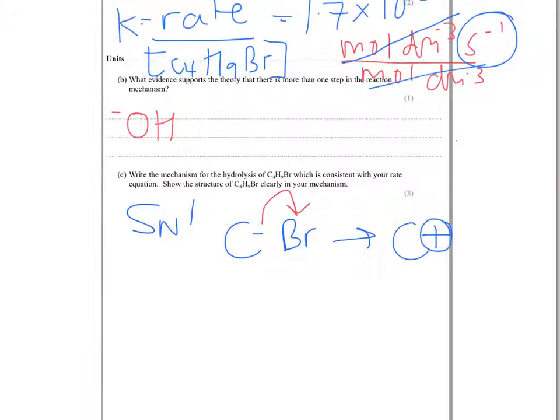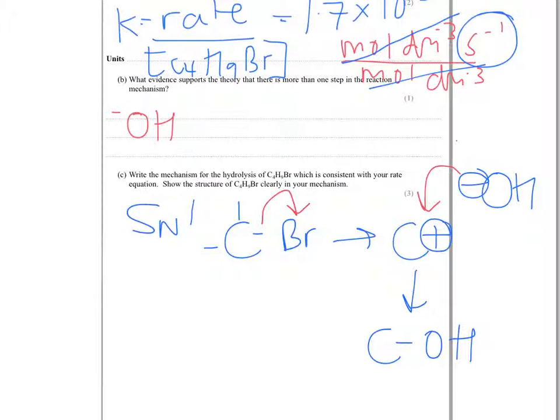The OH- will then be attracted to that positive carbocation. Negative is always attracted to positive, and that will give you finally your C-OH bond. You should draw in the rest of the bonds as well.